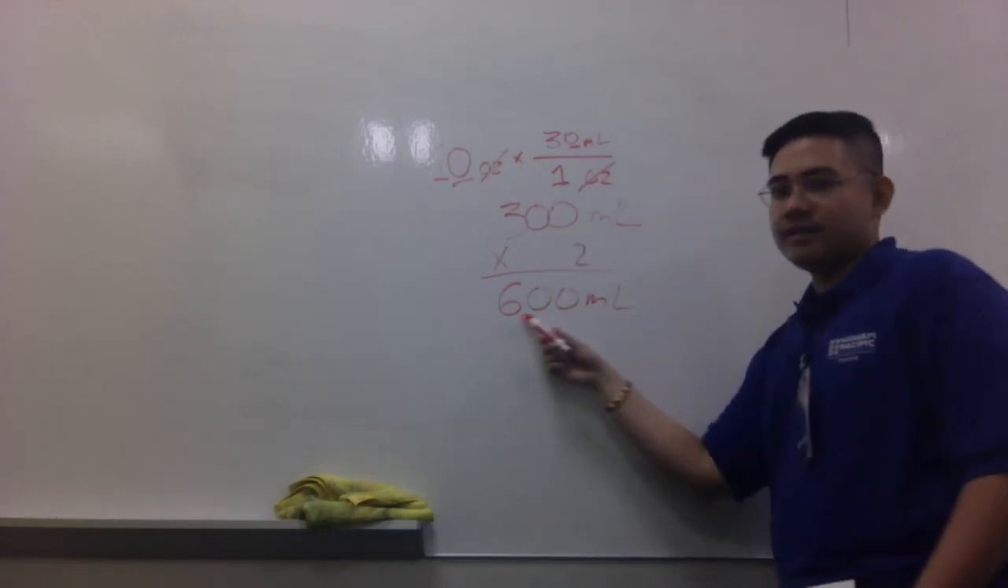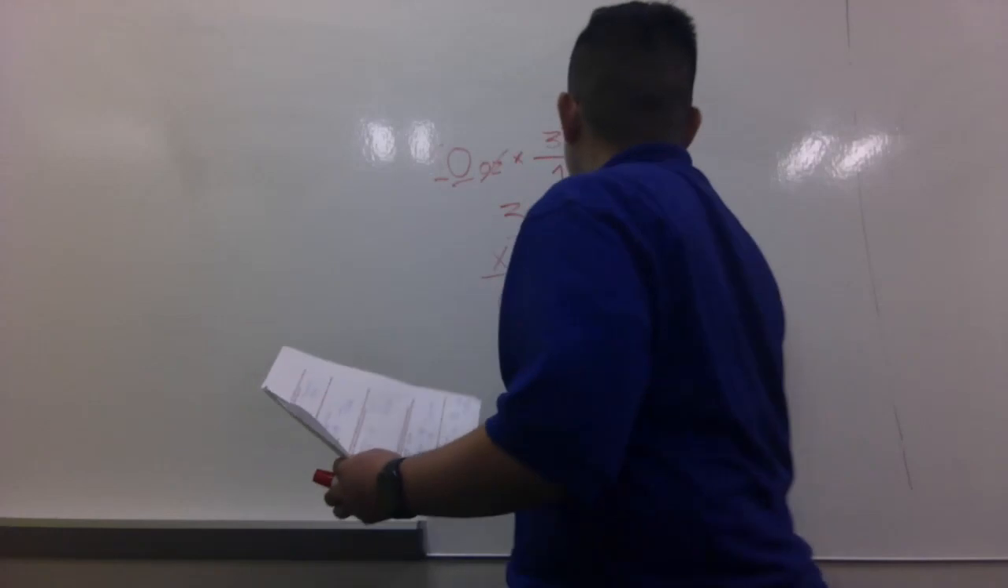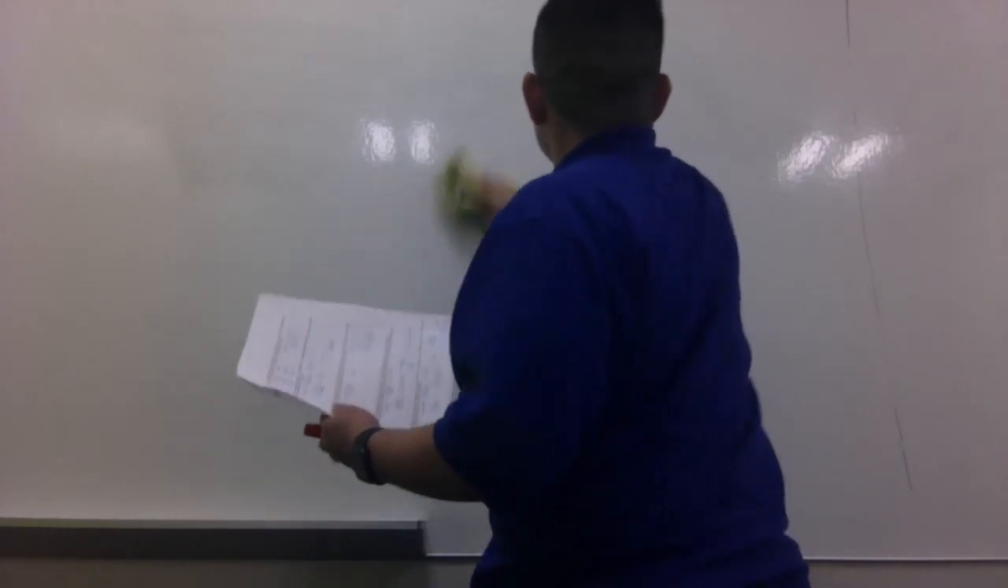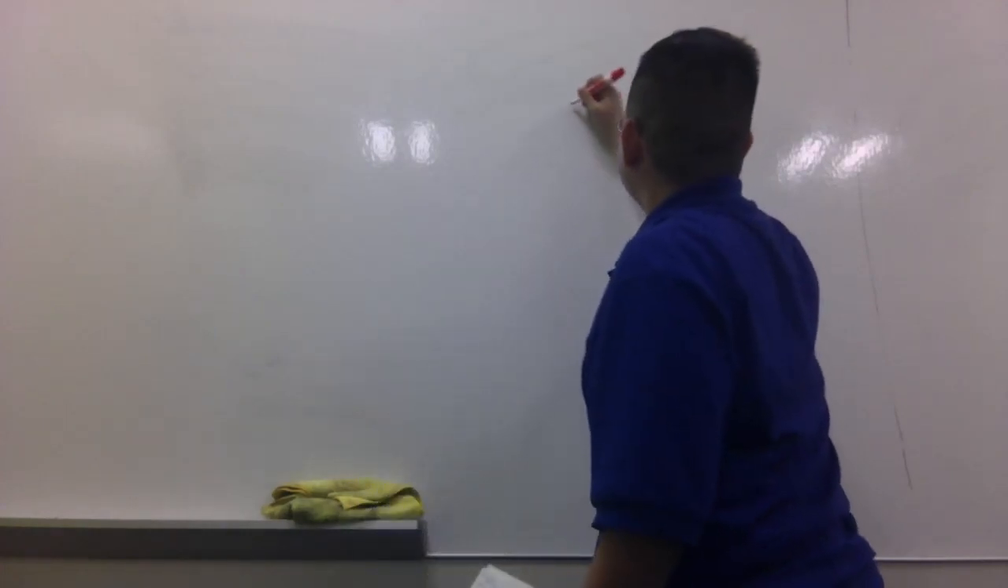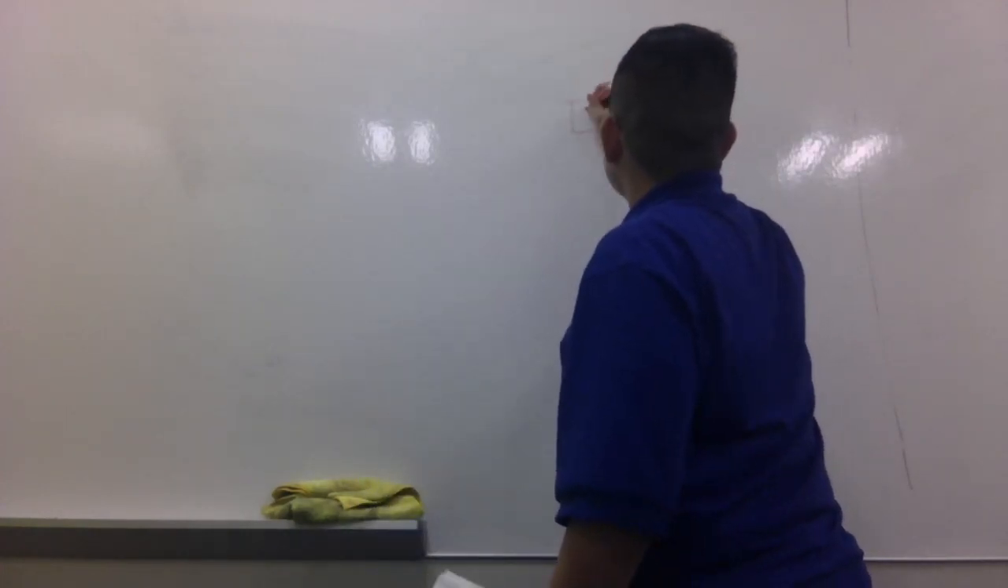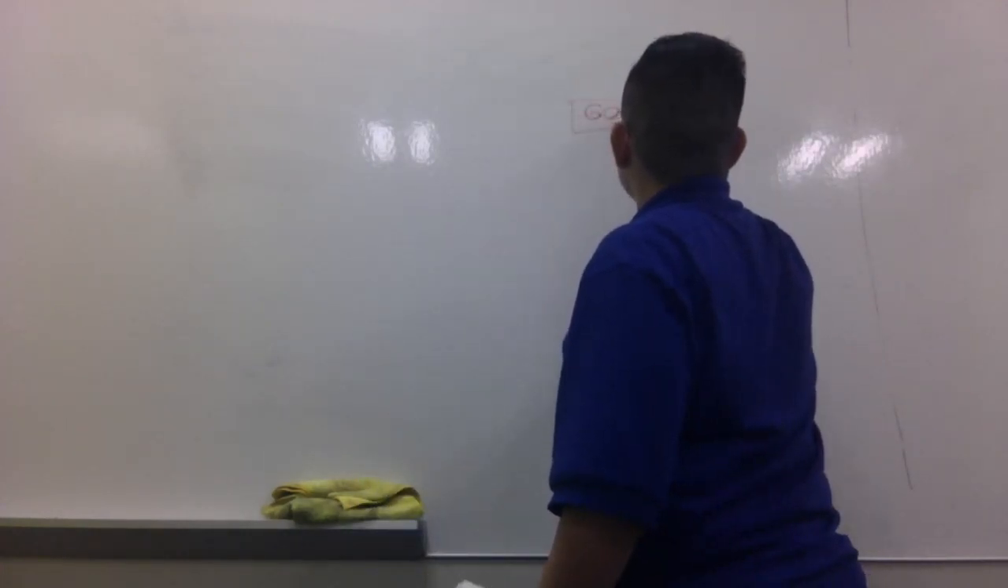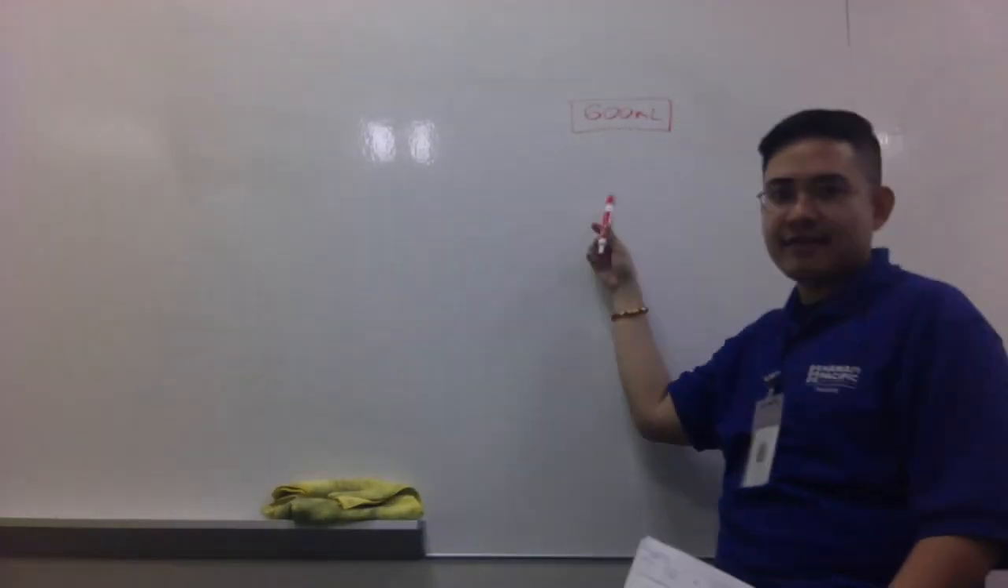So here we go. Now, let's put this in the upper corner so we won't forget. Put something in the corner right here: 600 ml. Okay. Save that for later.